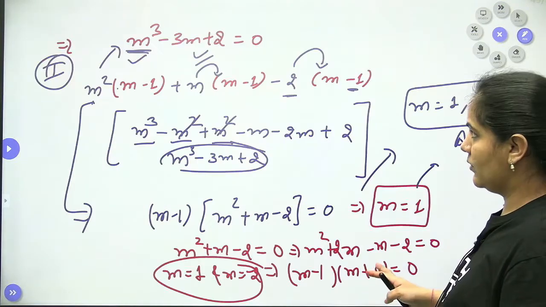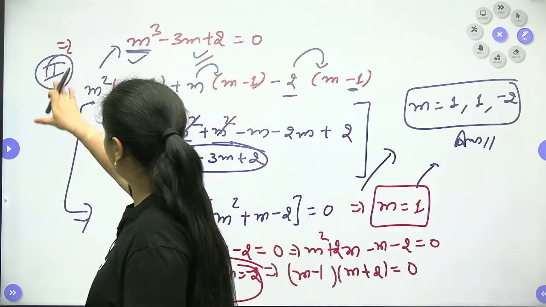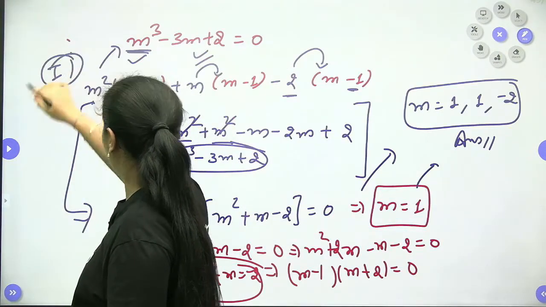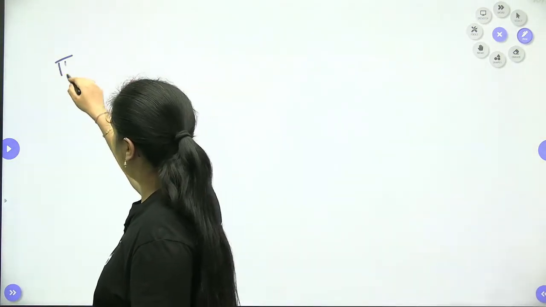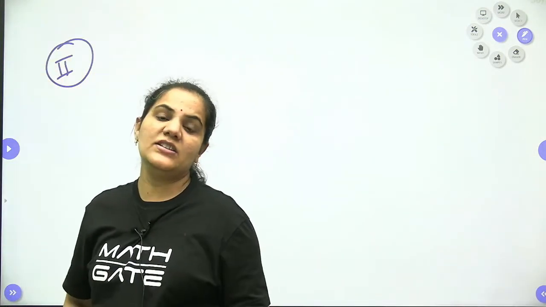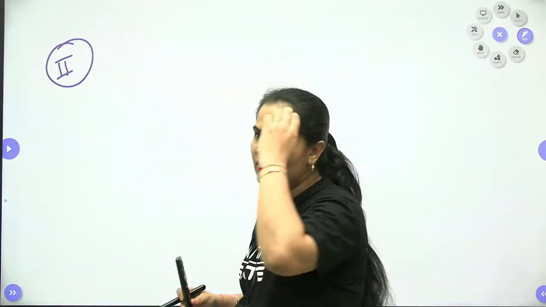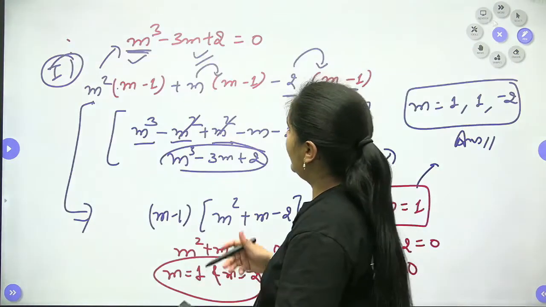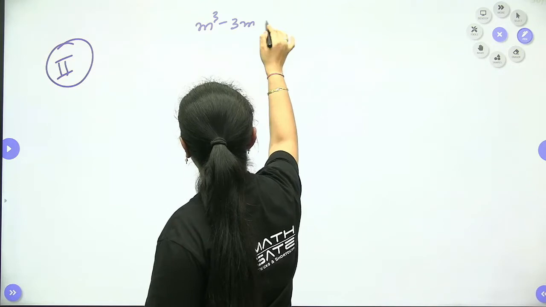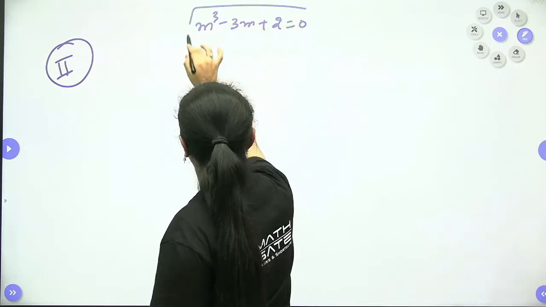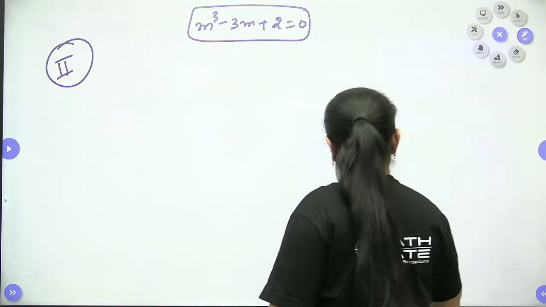Now this is the first method which I was discussing. Now what will be the second method for this one? Let me show you. The second method is called the synthetic division method, dear students, and you can easily approach it with that method. Let me write down the equation first. We were having m cube minus 3m plus 2 is equal to 0. Whatever equation you are having, you have to write it down there only.